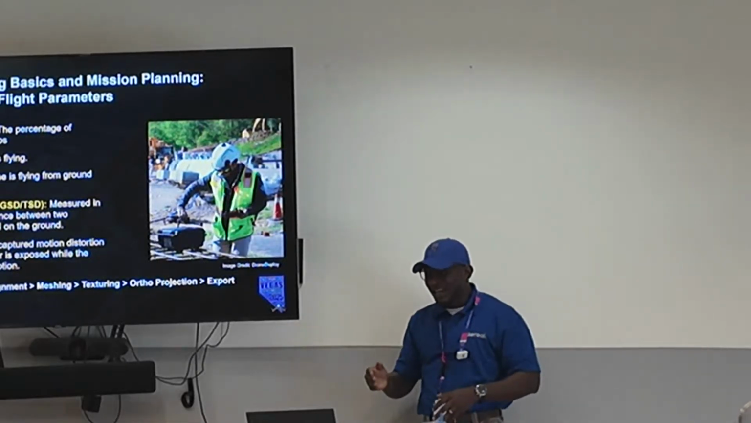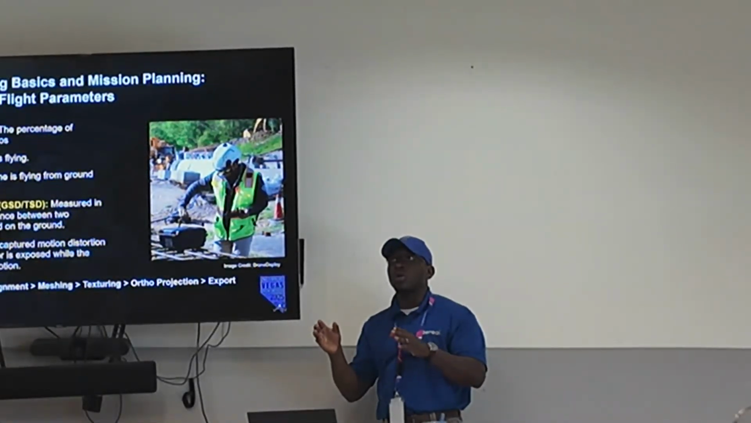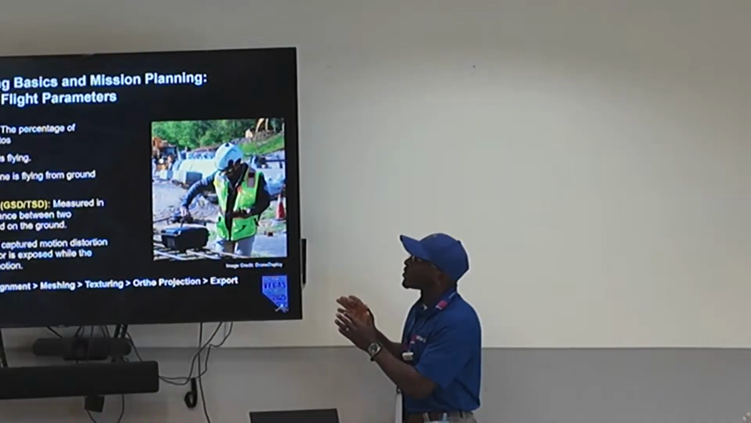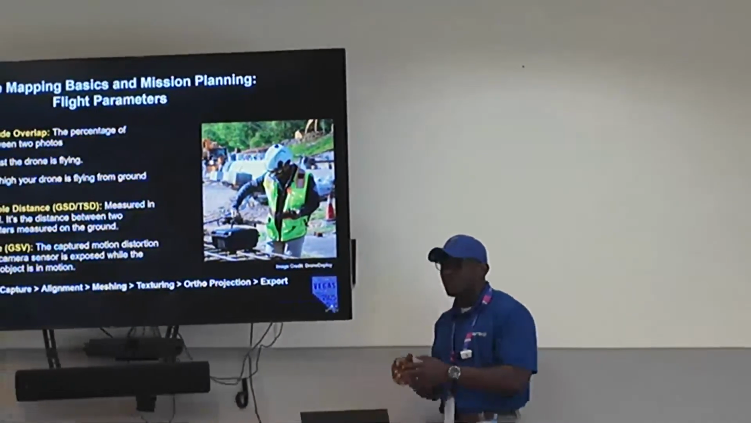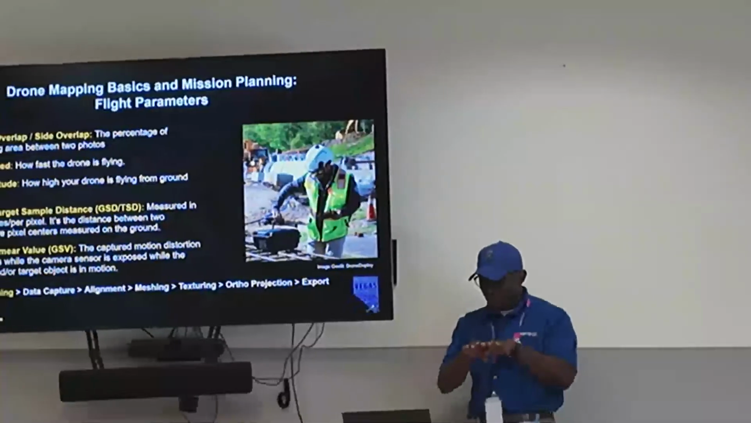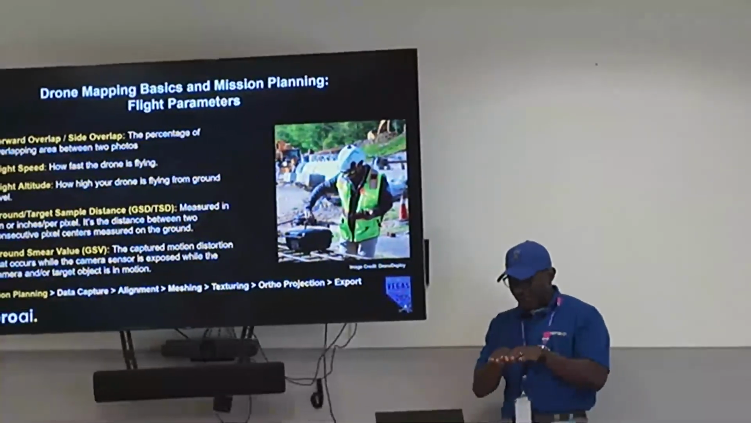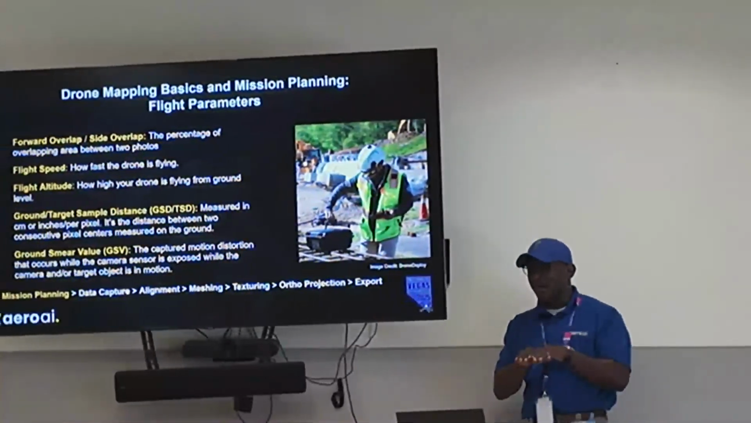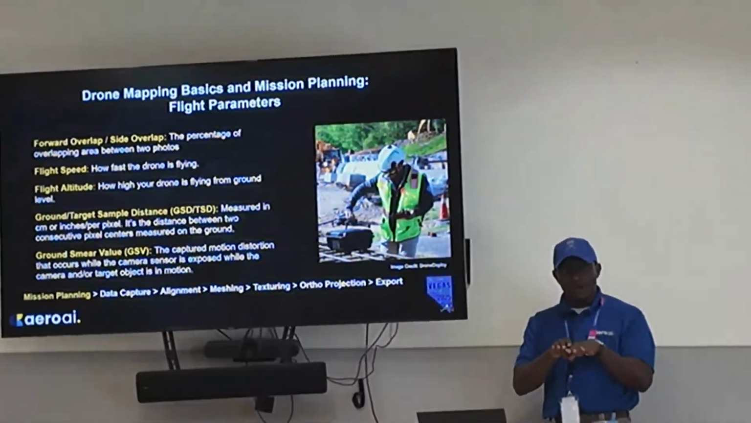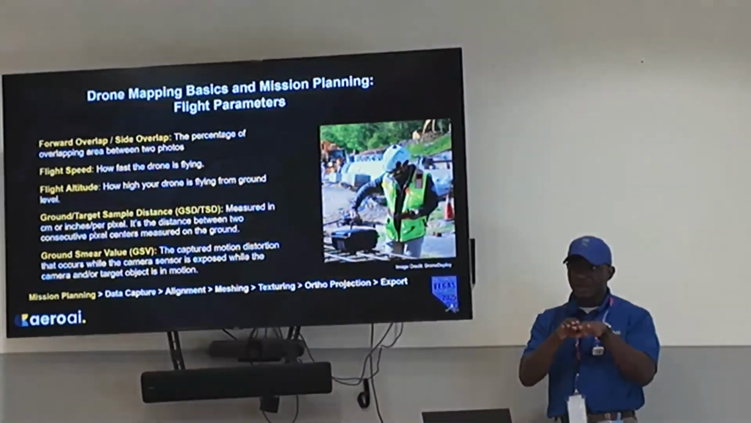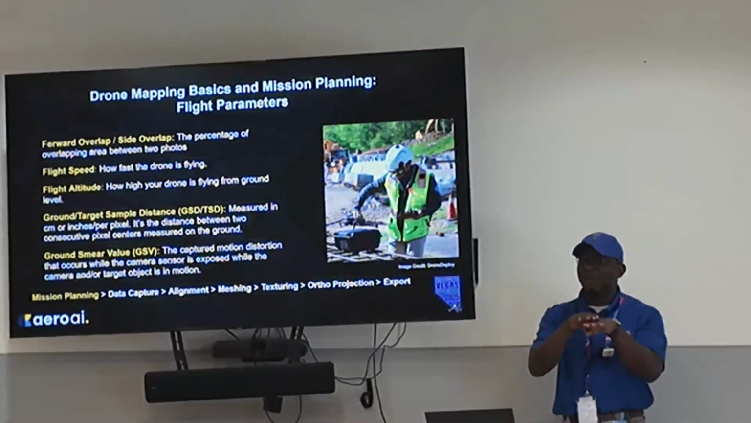If you have any questions, let me know. With the slides that I have from here, it will provide more clarity. You just need to know for now that front overlap and side overlap is the percentage of overlapping area between two photos. That's what matters. When you're creating 3D models, the photos that you're using to create the 3-dimensional models need to overlap.